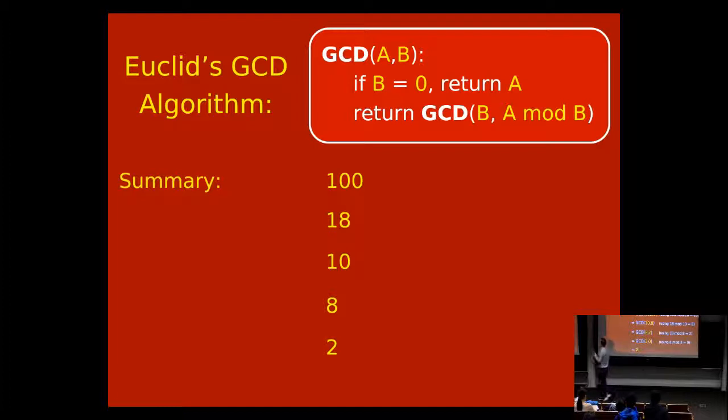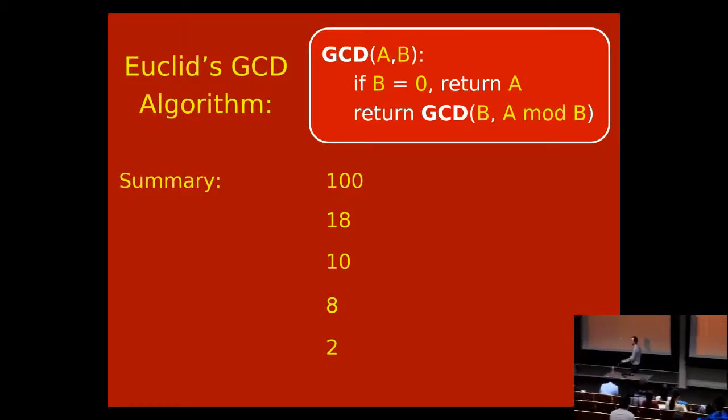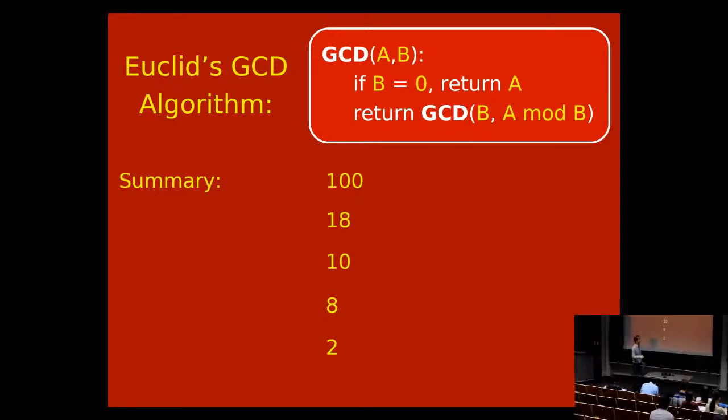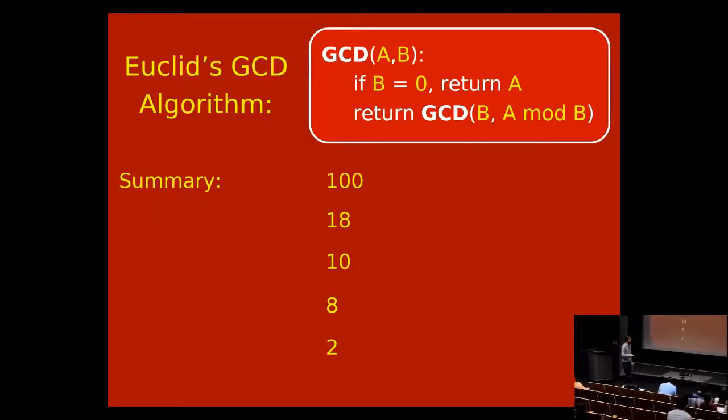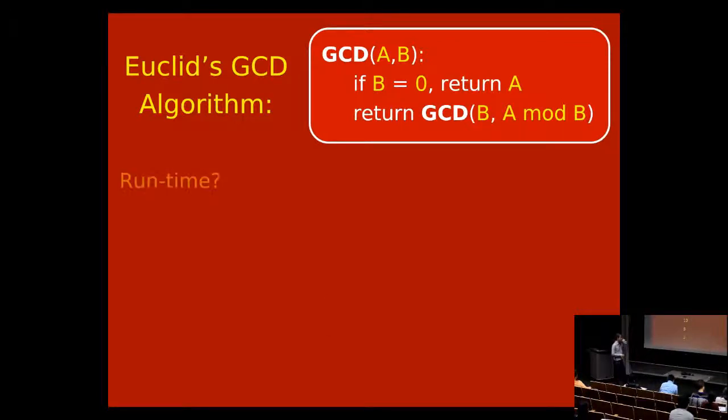OK, so we're going to study this algorithm a little bit more. Let me just say like a summary. If I'm talking about this algorithm later, this is basically the summary. If you're starting from 118, this number mod this number is 10. This number mod this number is 8. This number mod this number is 2. And you go down until you get to 0 or until this number divides into this number.